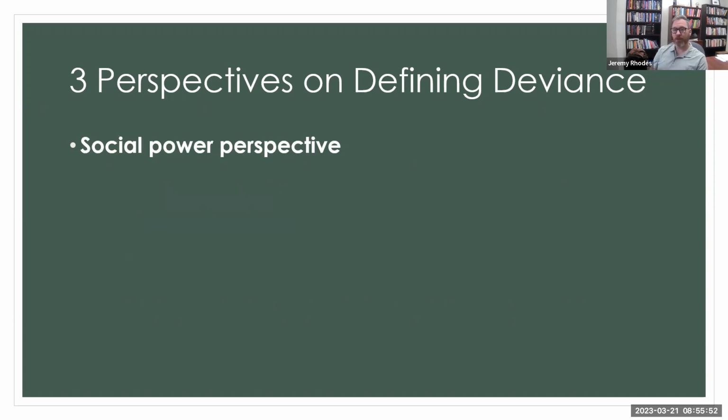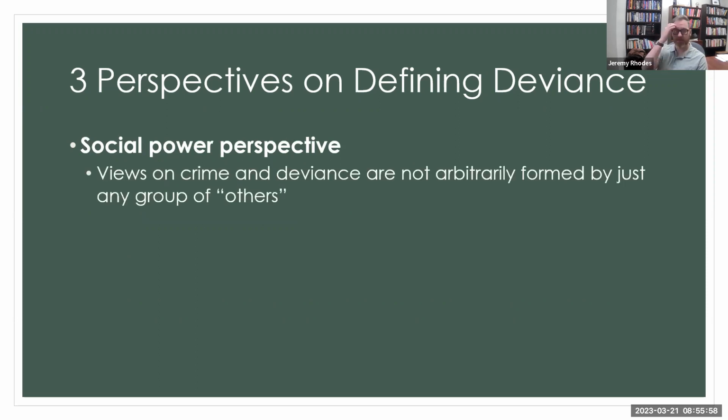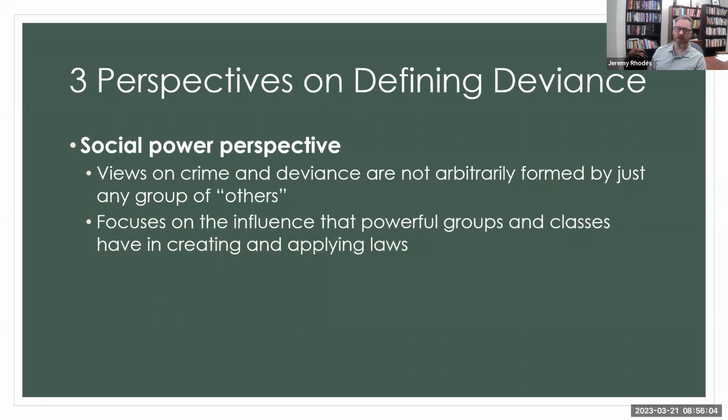And the third is a social power perspective. The relativist perspective and the social power perspective are both common in the field of sociology. According to this perspective, views on crime and deviance are not arbitrarily formed by just any group of others. They're formed by people in power, the influence that powerful groups and classes have in creating and applying laws.